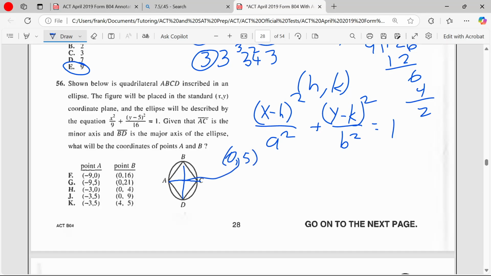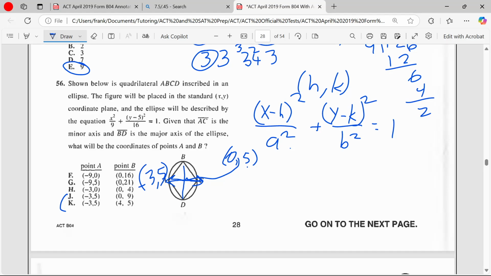And then it shows that on the x side, a squared is 9, so a is 3. So it would go 3 to the left and 3 to the right. Well, 3 to the left of 0, 5 is negative 3, 5. So point A is negative 3, 5.